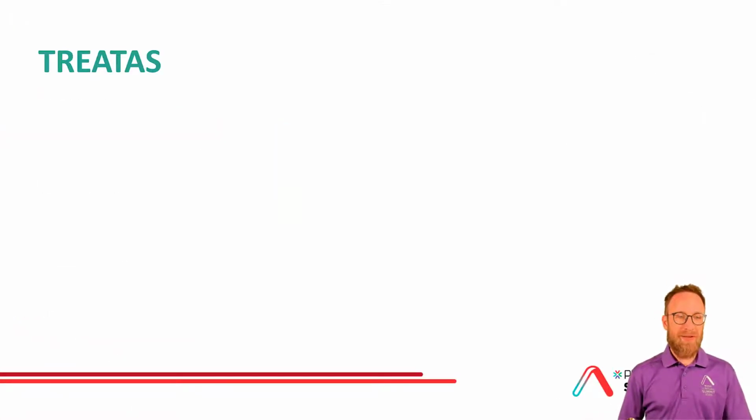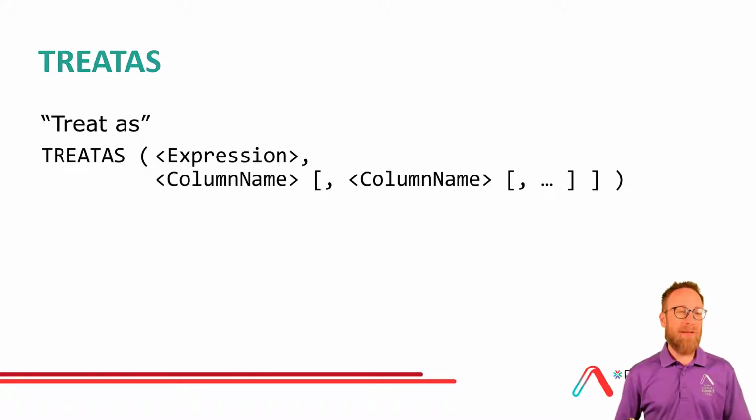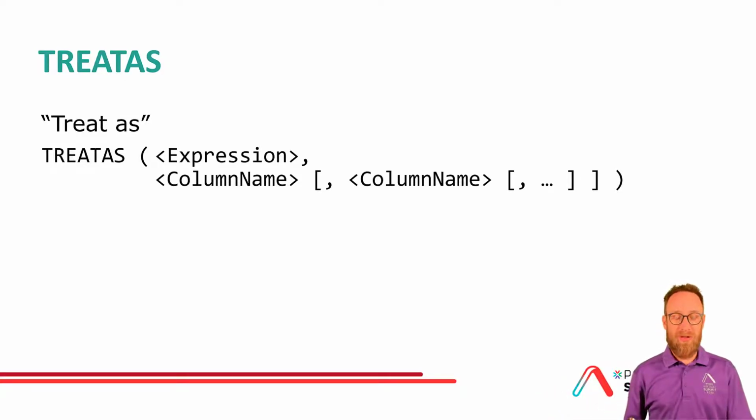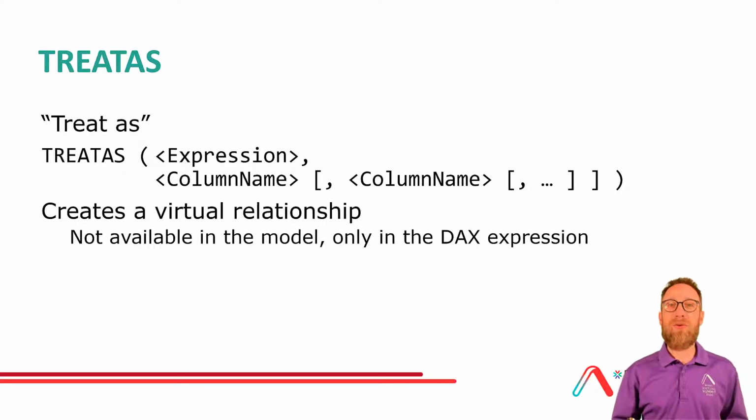So TREATAS, again, very important that you understand this concept. It's called TREATAS, and TREATAS can have multiple parameters. So you have one expression and then up to multiple columns which are then forced to equal the result of this expression. So we are creating a relationship on the fly. We also call this a virtual relationship. So this relationship is not available in the model.